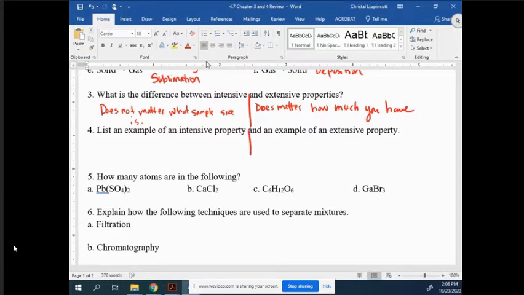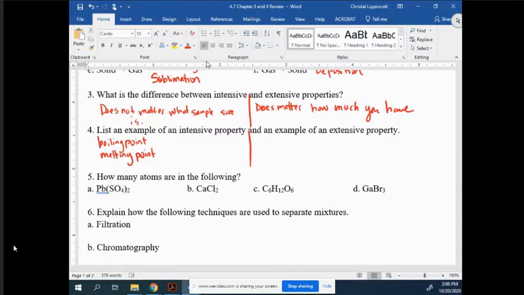An intensive property, we could list several of those. A boiling point is one of them. Melting point. So if we talk about water, for example, the boiling point is 100 degrees Celsius. It doesn't matter if you have a 5-gallon bucket of it or 2 tablespoons. The boiling point is still 100 degrees Celsius.